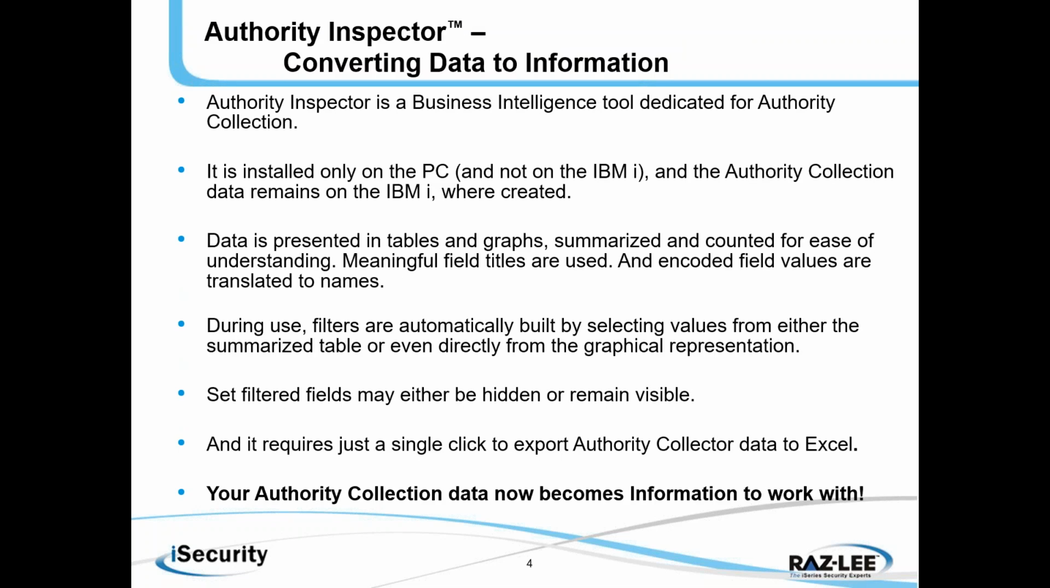So before I show you some Authority Inspector screenshots, I'd like to emphasize that Authority Inspector is an Eclipse-based business intelligence product which uses Authority Collection data as its input. Authority Inspector runs on the PC only, and it presents the Authority Collection data in tables and graphs, summarized and counted so that the information is easy to understand and easy to analyze. Filters, which are based on specific field data, reduce the huge amount of information collected by Authority Collection, and the resulting tables can then be exported to Excel for further analysis. The whole process is quick, simple, and most important, it's easy to understand and easy to implement.